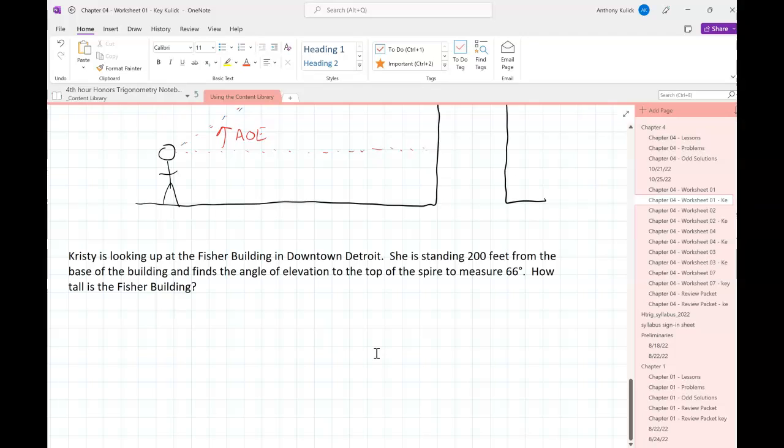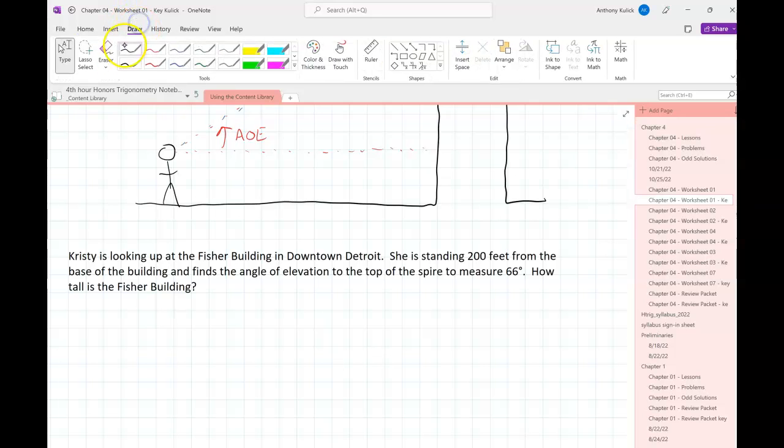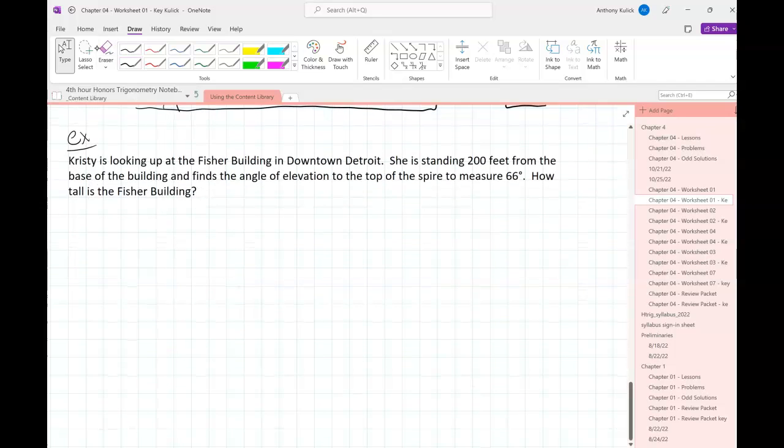Let's do an example with this anyways. Christy is looking up at the Fisher Building in downtown Detroit. She's standing 200 feet from the base of the building and finds the angle of elevation to the top of the spire to measure 66 degrees. How tall is the Fisher Building?